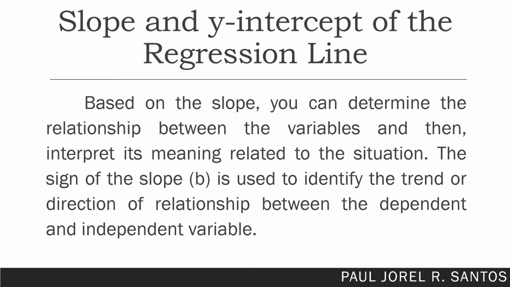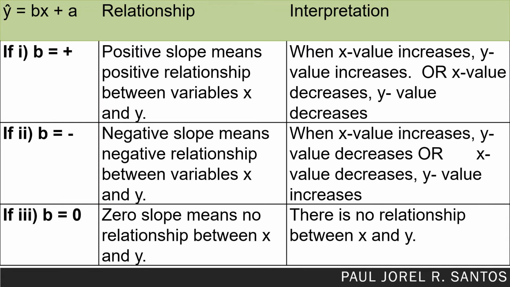The sign of the slope b is used to identify the trend or direction of the relationship between the dependent and independent variable. So we have here the slope as positive. Positive slope means a positive relationship between variables x and y. And if we recall our discussion on Pearson r, if we have a positive slope, then the value of r is positive. So when the x value increases, the y value also increases. Or if the x value decreases, the lower the x, the lower the y.